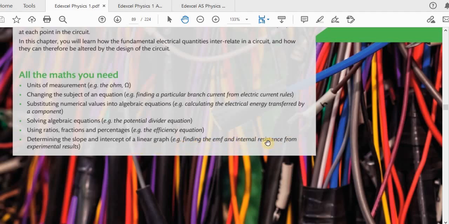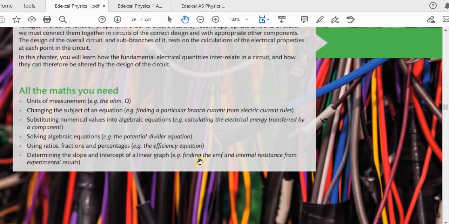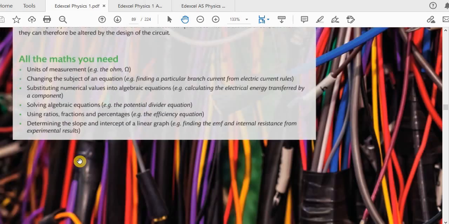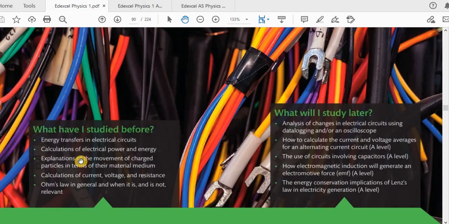This is where you will be using this in this topic, that is to find the EMF and internal resistance from experimental results. So we will see the details.